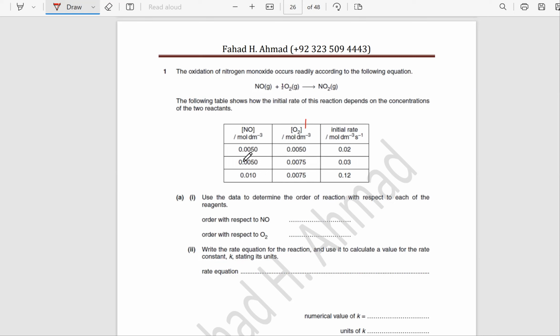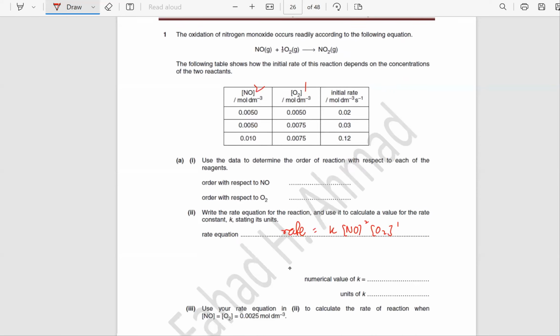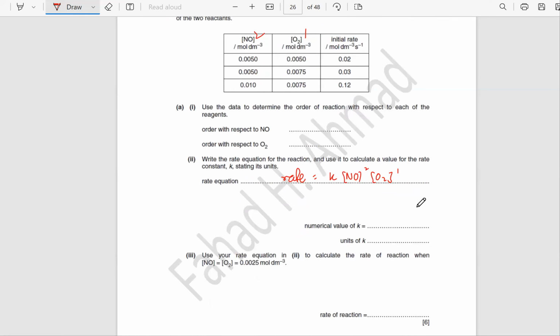और 2 और 3 को compare कर लो. 2 और 3 में this remains constant, so NO is doubled. तो वहां पे क्या हो गया? 4 times. 3 से 12, that's 4 times. Double करोगे, that's 4 times. So that's order 2. ठीक है. तो उससे क्या, write the rate equation. So just write it down. Okay, rate is equal to K NO squared, and O2 is power 1. ठीक है, clear है? Yes.